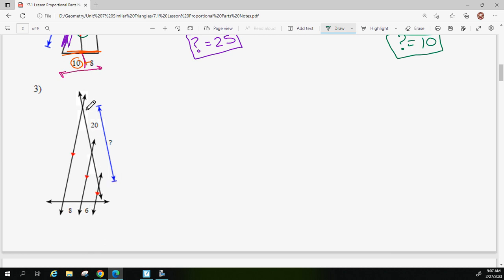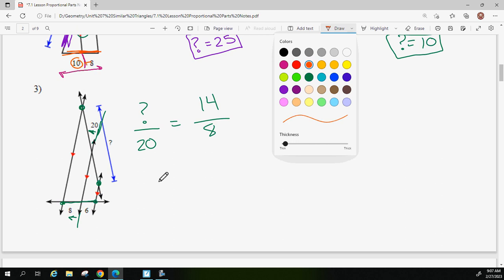up. And so over here, I'm looking for the whole distance between that point and that point. That's what question mark represents. And so then over here, I can find this whole distance, 8 plus 6. And then if I extend my side splitter, I know 20 is to the left. To the left over here is 8. And I can cross multiply.